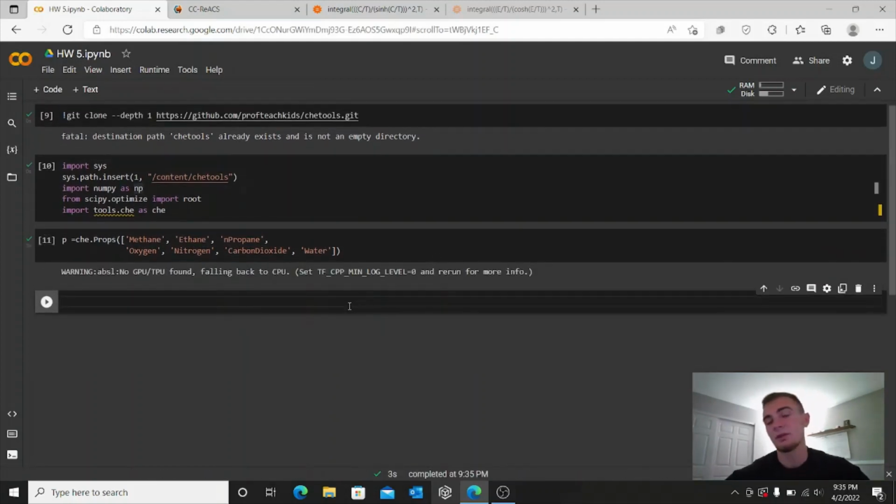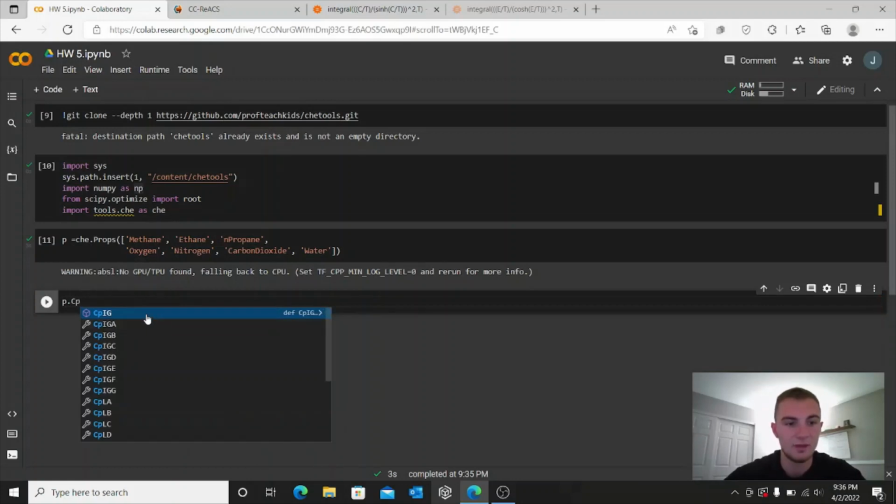So what I can do here is if I do P dot, I can look at a bunch of different properties that I can get for these substances. So if I do P dot CP, for instance, this CP is the heat capacity here. So this CPIG is the heat capacity for an ideal gas. Now what you may notice here is we have all these different letters here. So CP, ideal gas, A, B, C, D, E, F, G.